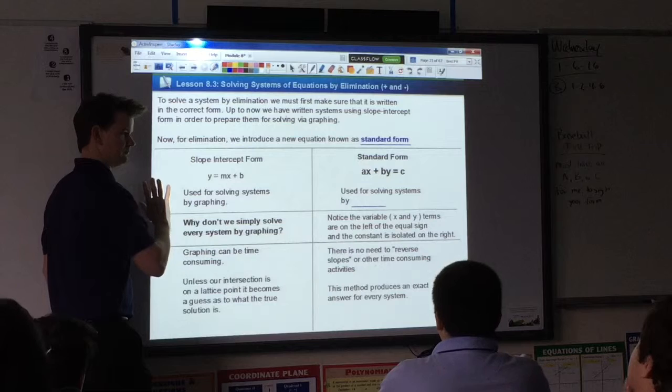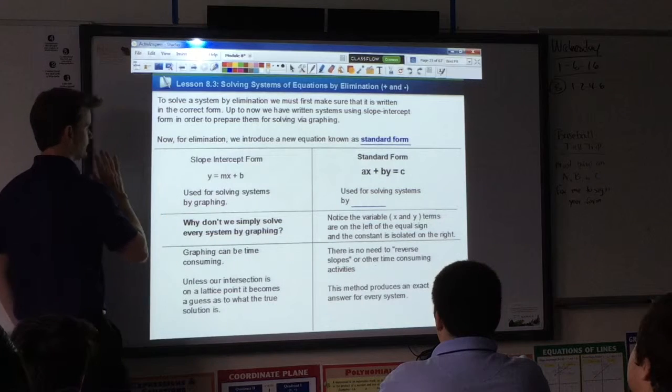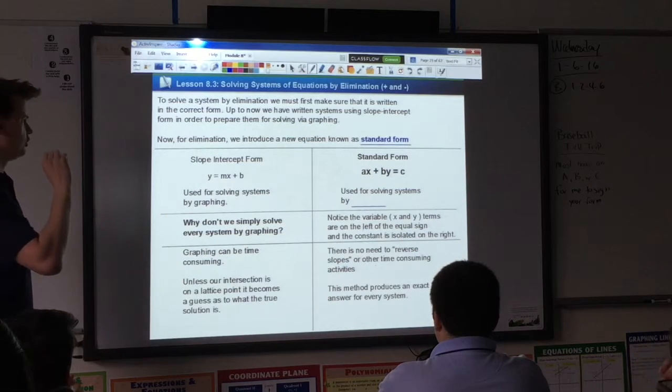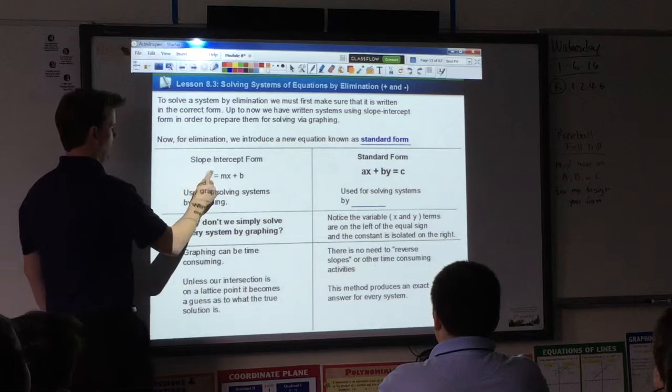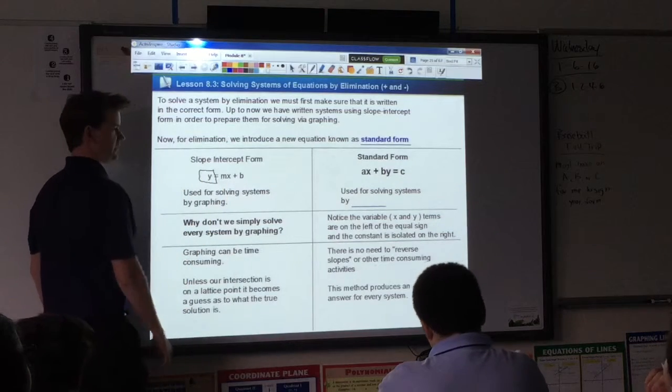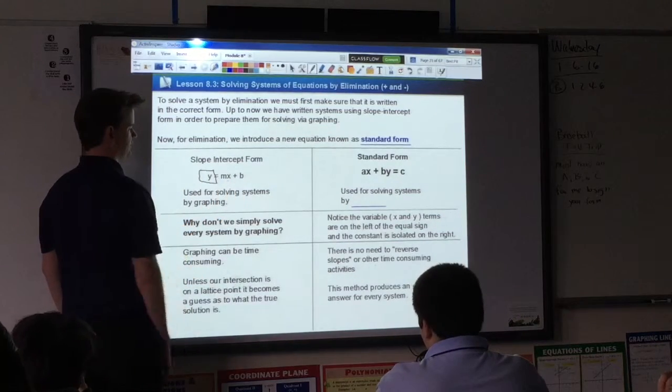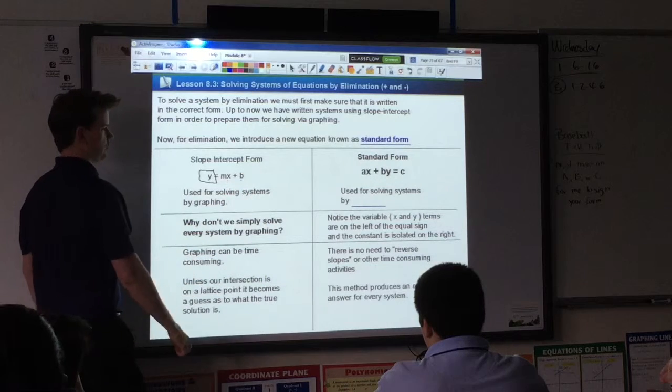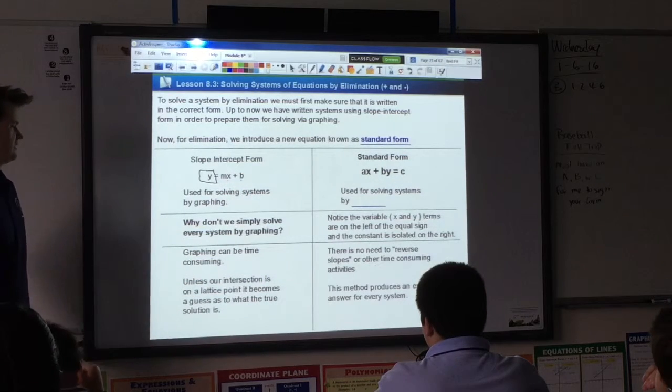The old form, I'll wait till you guys write that in. The old form, slope-intercept, we knew. We had the y variable on one side of the equation all alone by itself, then we had the x term, and then we had our y-intercept. We use that for solving systems by graphing.